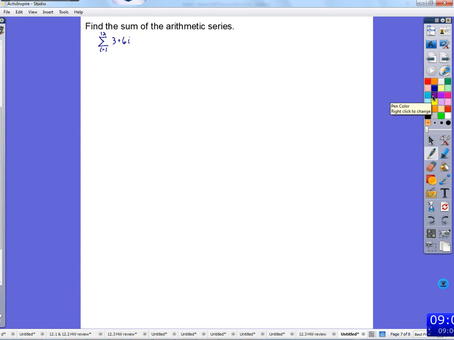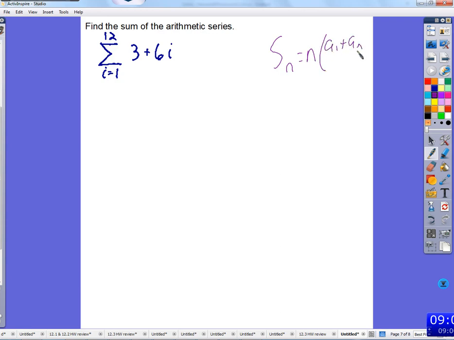Okay, we're going to find the sum of the arithmetic series. It's useful that it's arithmetic. Because if we don't take advantage of the fact that it's arithmetic, we could just find the sum of all, how many of these numbers? 12 of them. We could write them all out, plug in 1, 2, 3, 4, 5, 6, 7, 8, 9, 10, 11, and 12. Find all those numbers, add them all together. Or there's a formula for adding up all of the numbers we want of an arithmetic sequence. It is this: S sub n equals n times (A sub 1 plus A sub n) over 2.